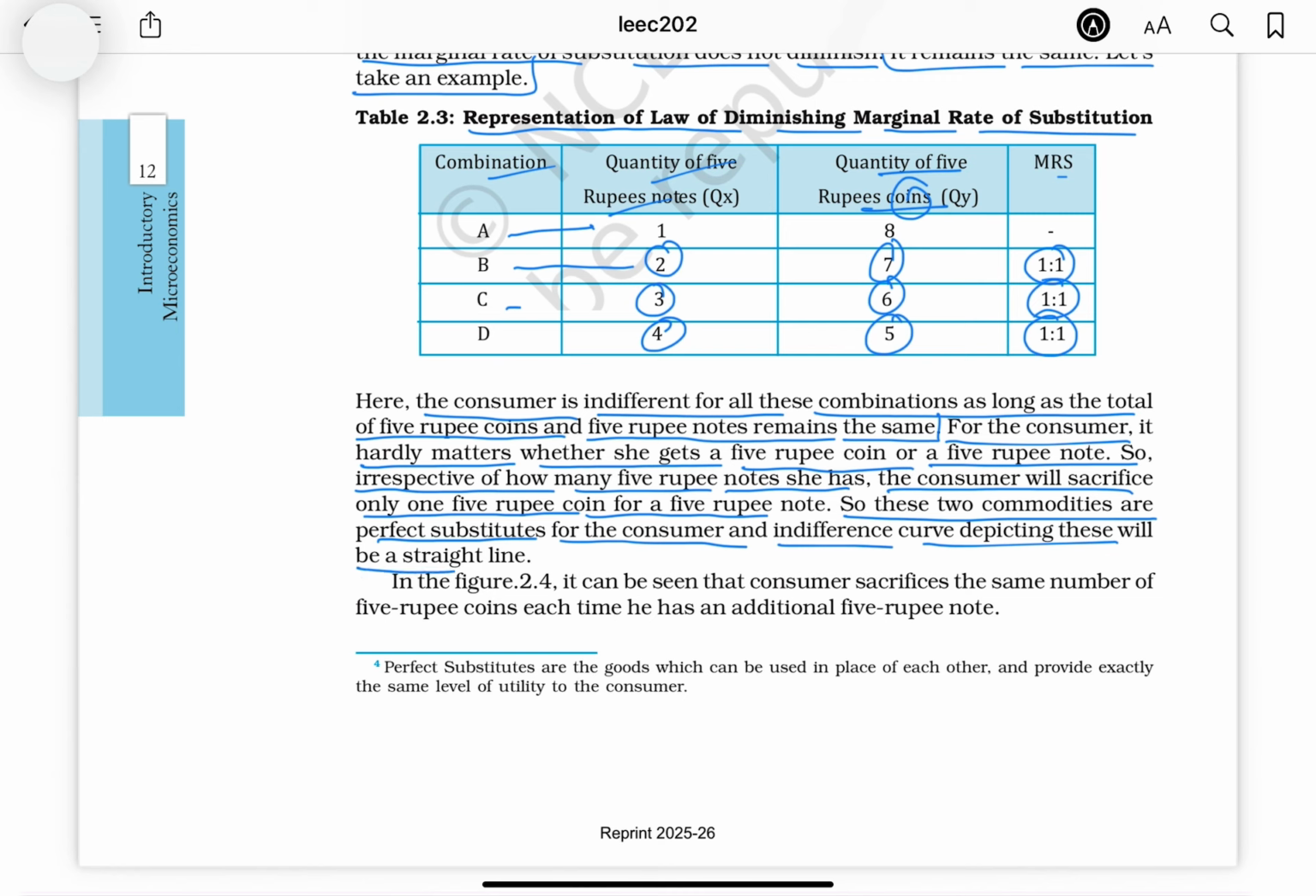In figure 2.4, it can be seen that the consumer sacrifices the same number of 5 rupee coins each time he has an additional 5 rupee note.